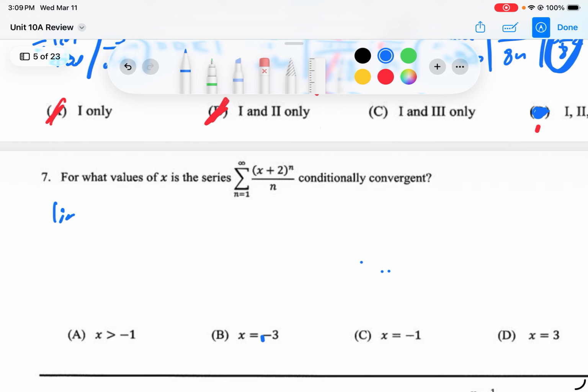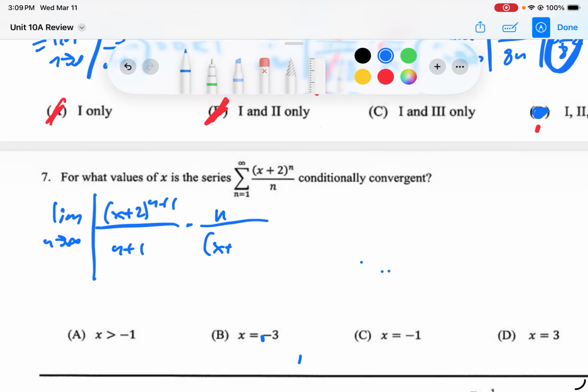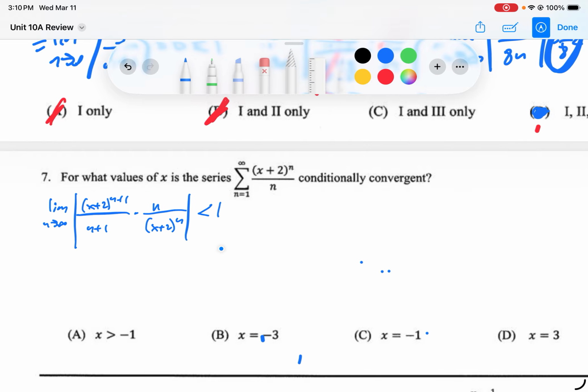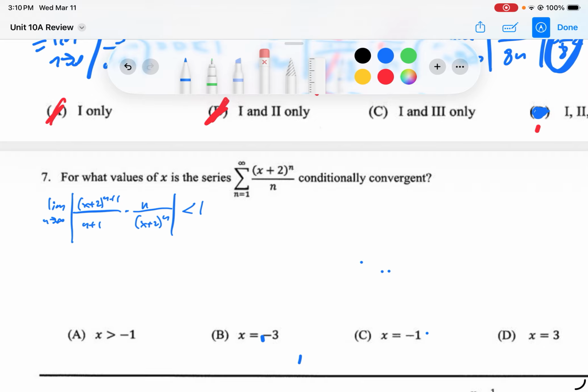We're going to say the limit as n goes to infinity, using the ratio test, of the n plus 1 term divided by the nth term, or multiplied by the reciprocal of the nth term. We want to force that to be less than 1, because if that in absolute value converges, this converges absolutely. So if I find the range where it converges absolutely, then the endpoints where it switches over, I'll show you in a second, could be where it's conditionally convergent.